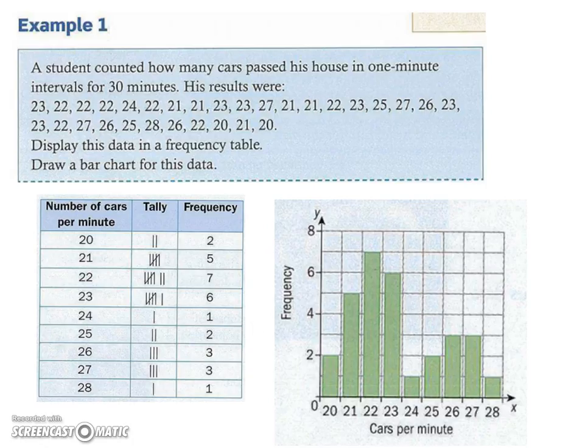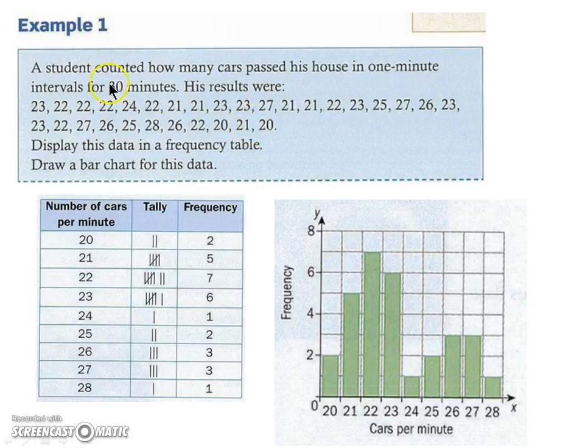Let's take a look at an example. This is example 1 of your textbook in chapter 8. They gave us a bunch of data, and this student is just counting how many cars pass by his house in 1 minute. The first minute there were 23 cars, second minute there were 22 cars, third minute another 22 cars, the fourth minute another 22 cars, and so on and so forth.